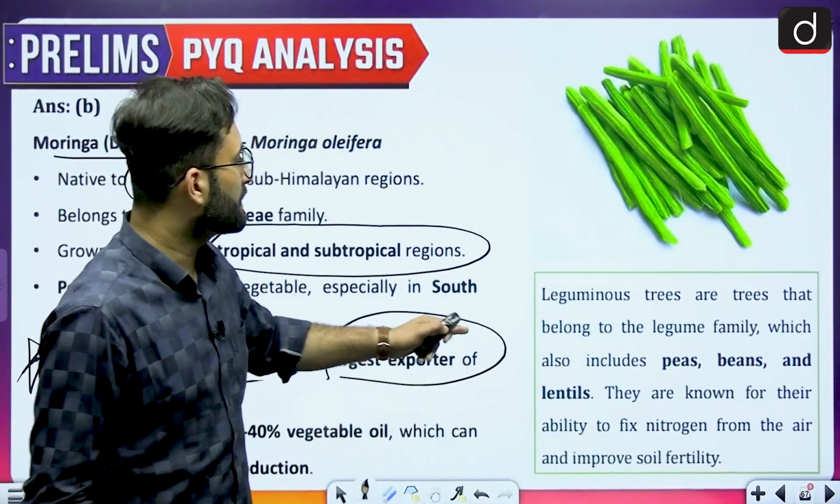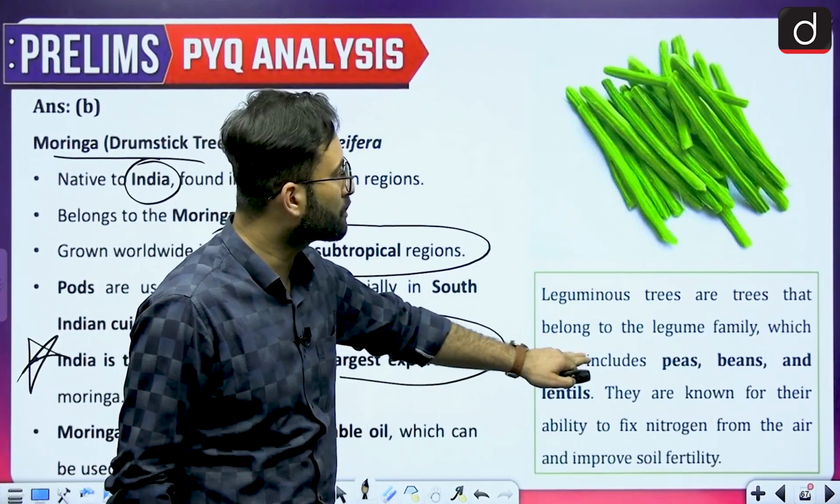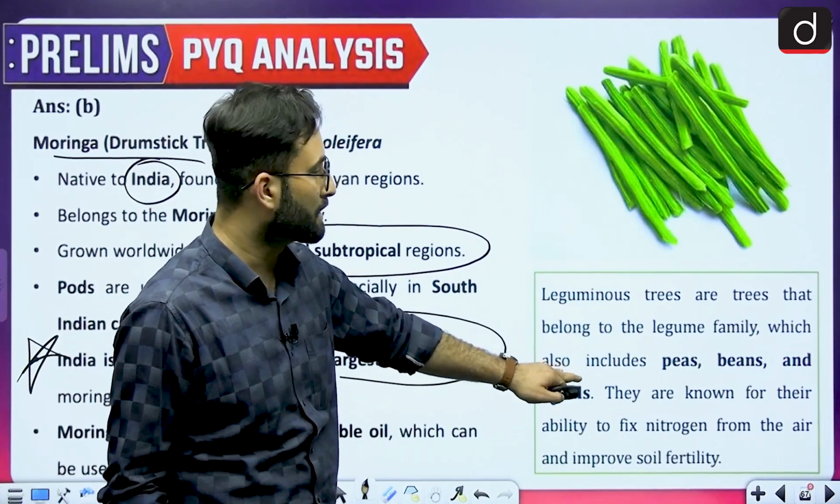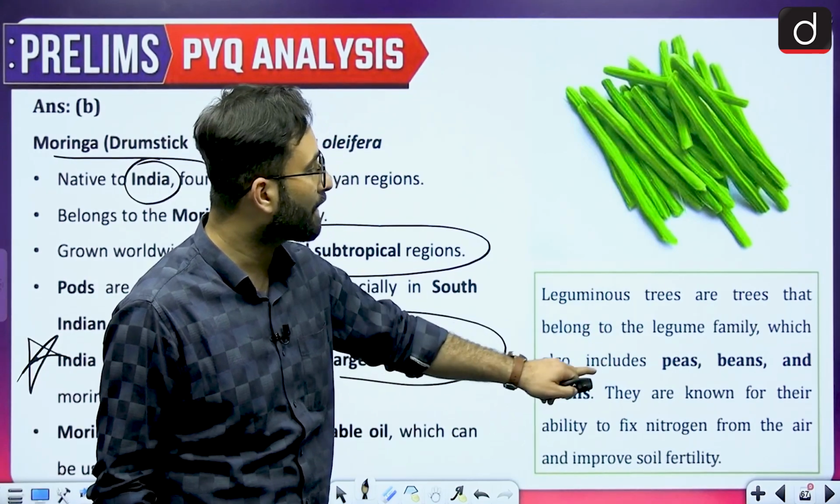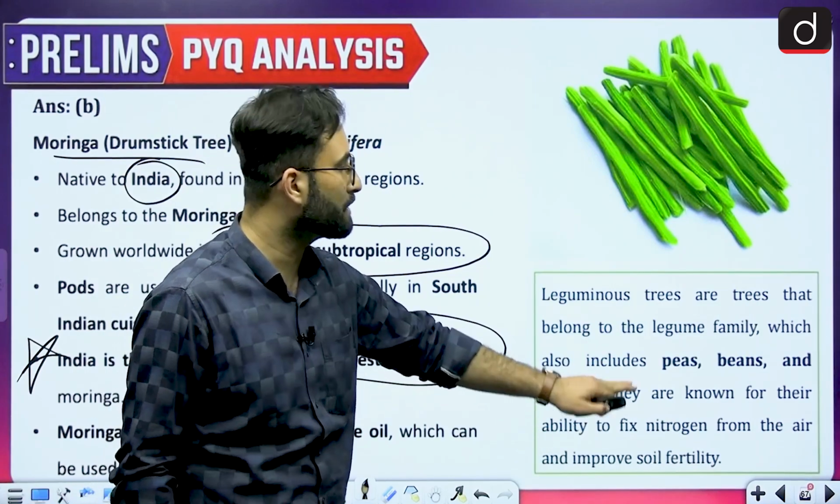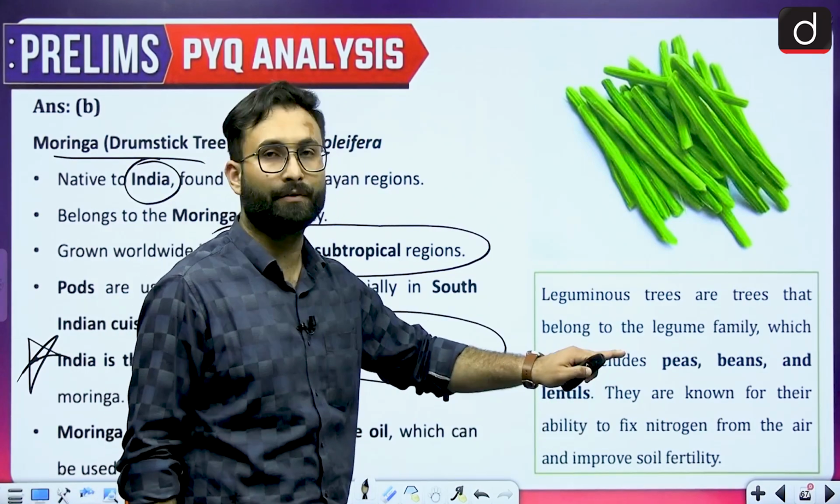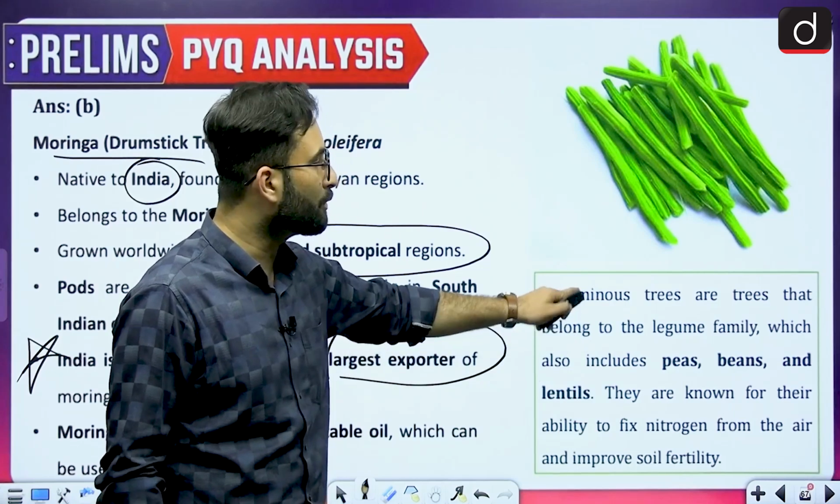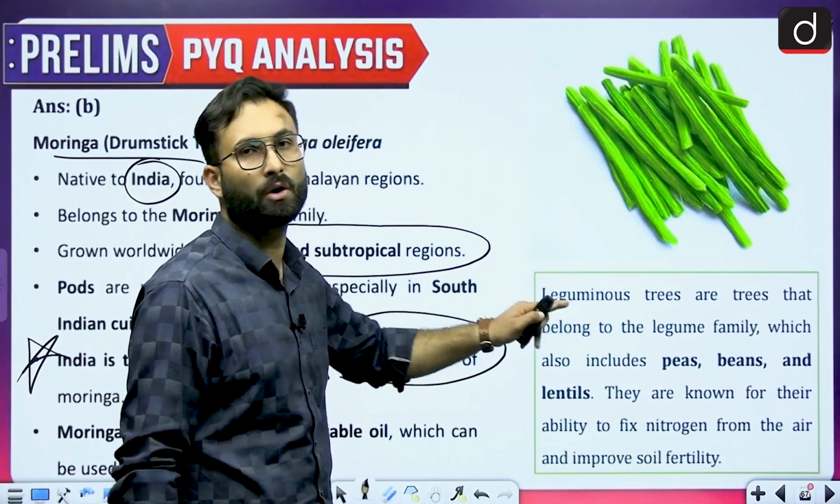Okay, here you can see leguminous trees are the trees that belong to the legume family, which includes peas, beans and lentils. They are known for their ability to fix nitrogen from the air and improve soil fertility. That is why these are called leguminous trees. So we have seen that moringa is not a leguminous tree.